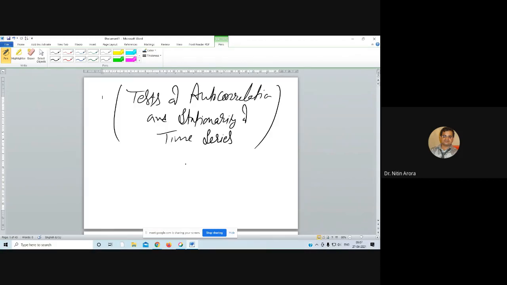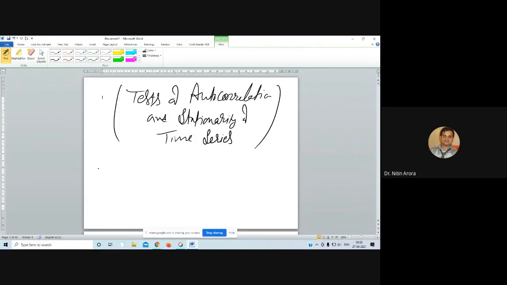Now, the issue arises of how to test for stationarity or absence of autocorrelation, because stationarity means absence of autocorrelation, or the existence of sometimes negative autocorrelation so that your series is converged. I will explain the stationarity concept after this lecture. Let us first discuss the tests of stationarity, which are basically categorized into two types.